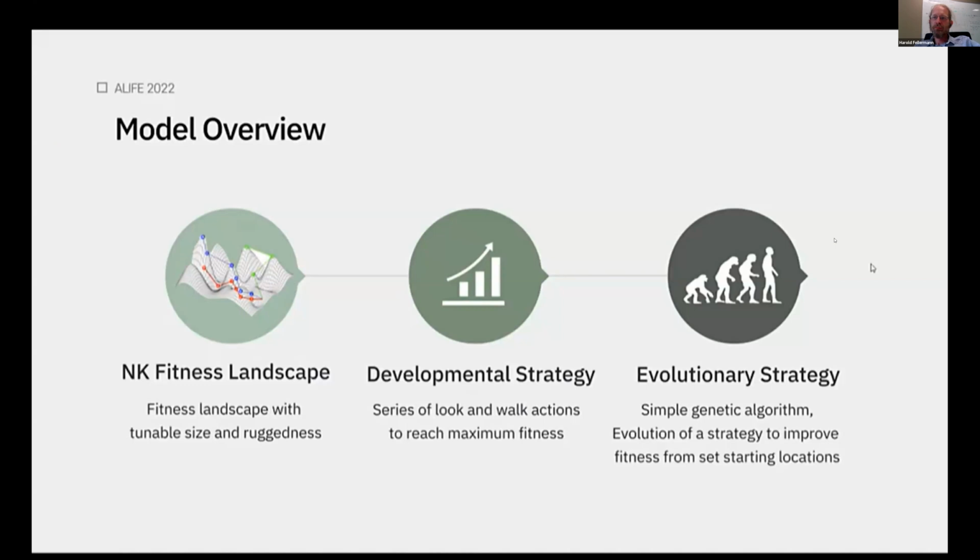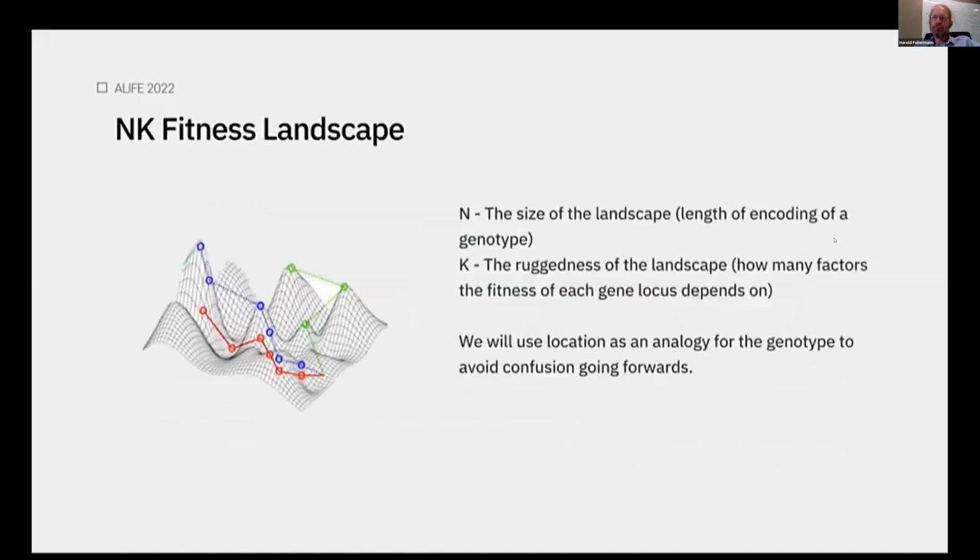set starting locations. First up, we're going to discuss the NK fitness landscape. The NK fitness landscape is a fitness landscape with 2 parameters, N and K. N is the size of the landscape, or also the length of the encoding of a genotype. K is the ruggedness of the landscape. This is how many factors the fitness of each gene locus depends on.